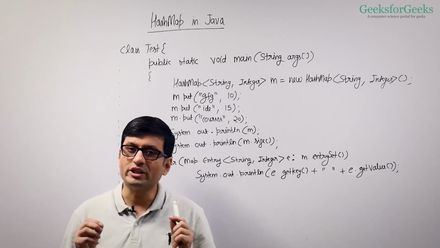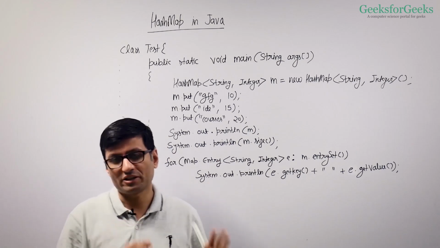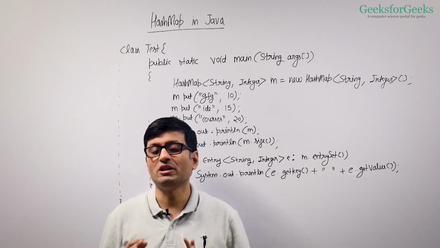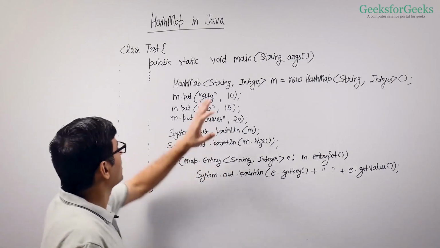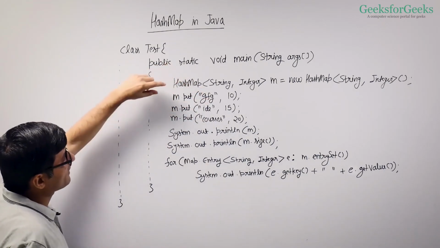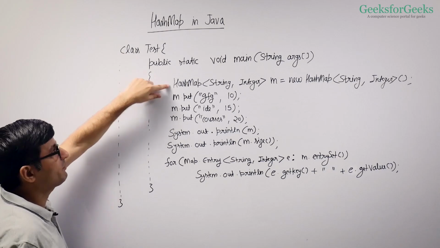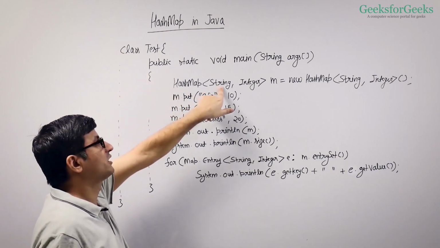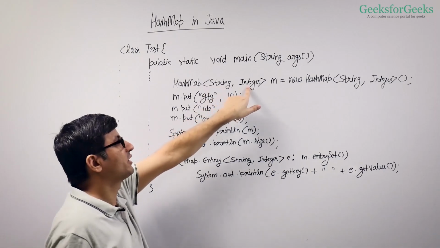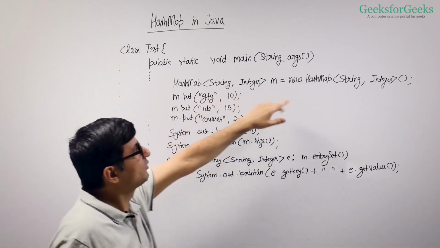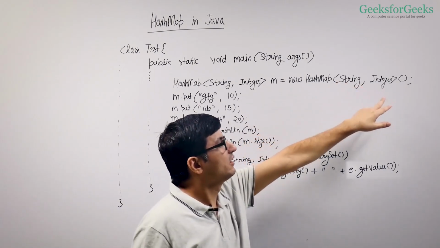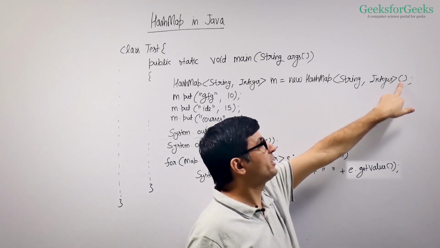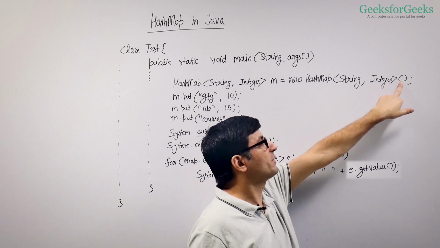So when you have only keys, you can use HashSet. When you have key value pairs, you can use HashMap. Let's see the working of this with this example. So this is how we create a HashMap. The first type is type of the key. The second type is type of the value. We create a new instance using this syntax. I have used empty constructor here, constructor with empty parameters.